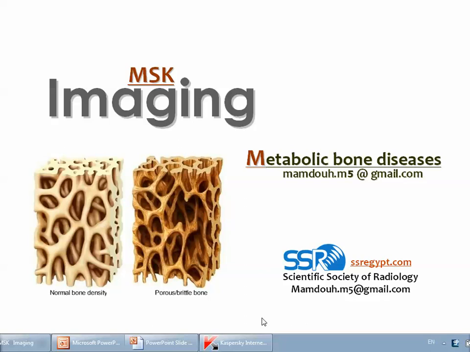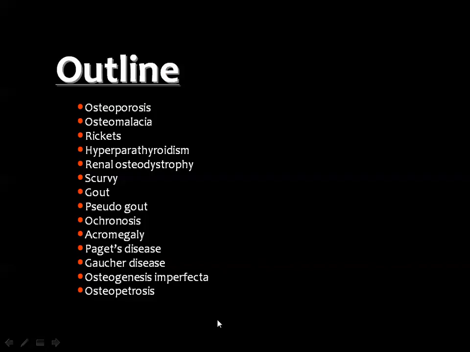Dear colleagues, this is one of the topics that are now ready to be discussed, which is concerning the imaging of metabolic bone disease. And we will have this topic in two separate lectures. I will start with the first one and I will show you the items for discussion.